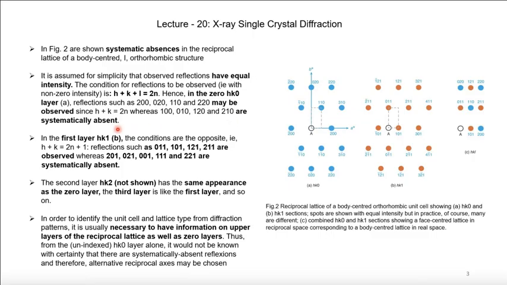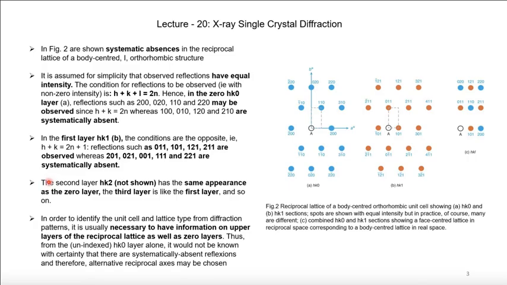If we go to the next layer, that is HK1, what you see, the conditions are opposite, that H plus K is equal to 2n plus 1. So we get 0 1 1, 1 0 1, 1 2 1, 2 1 1 observed, whereas 2 0 1, 0 2 1, 0 0 1, 1 1 1 and 2 2 1 are systematically absent.